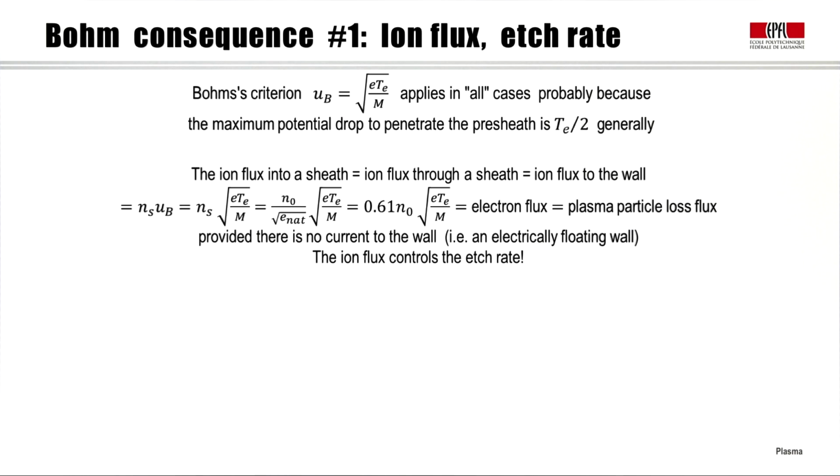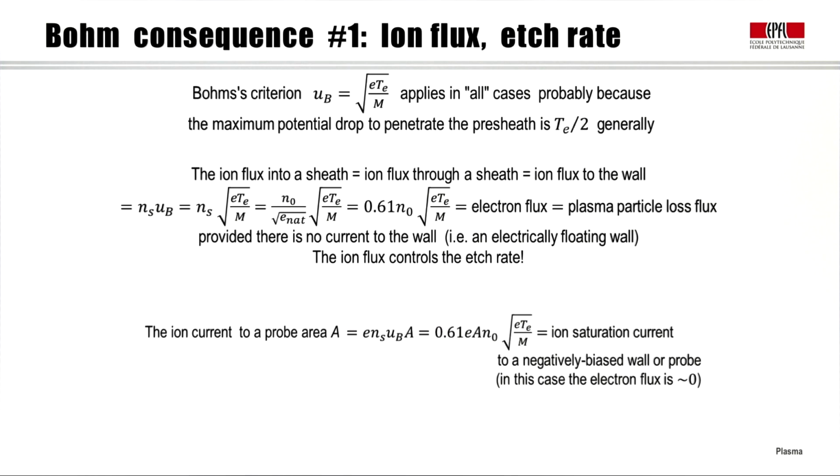In making the statement that the electron flux and ion flux to the wall are both the same, this is the same as stating that there is no current to the wall. We have assumed no current to the wall, that is, we have assumed the wall is electrically floating in this example. Now the ion flux controls the etch rate, as we said at the beginning, and we are now able to calculate also the ion current to a probe of area A.